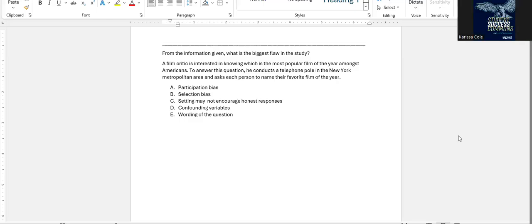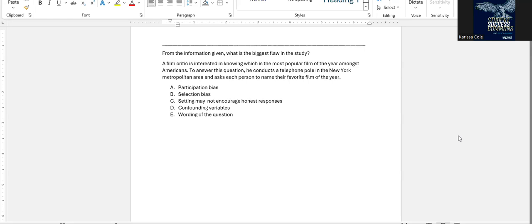Hey everyone, let us look at this question on the screen here. From the information given, what is the biggest flaw in the study? A film critic is interested in knowing which is the most popular film of the year amongst Americans. To answer this question, he conducts a telephone poll in the New York metropolitan area and asks each person to name their favorite film of the year.